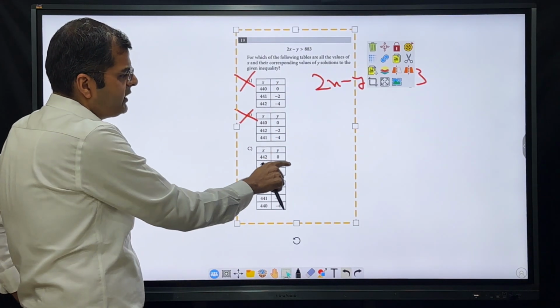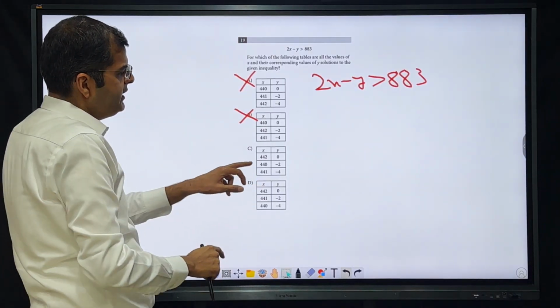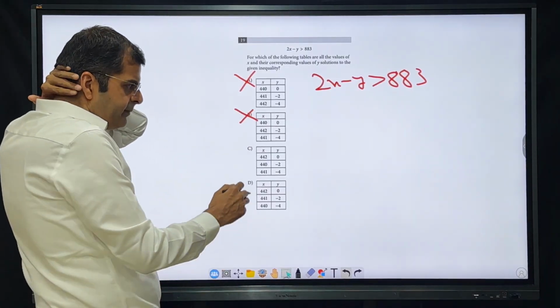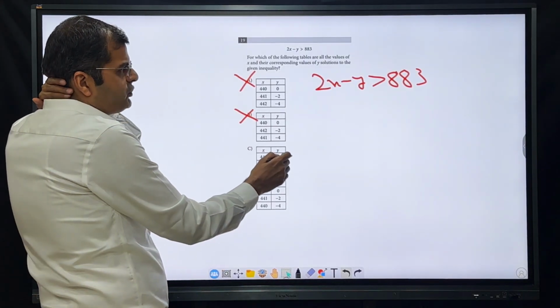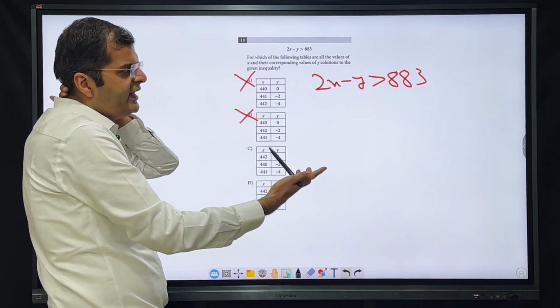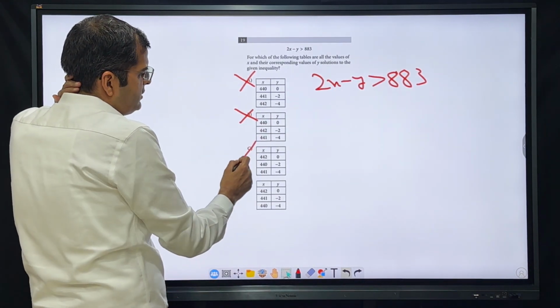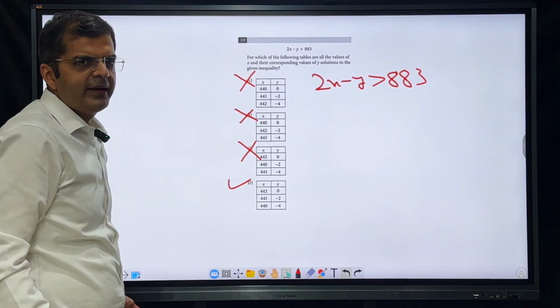Second one says 440 and minus 2. X is 440. 2 times 440 is 880. 880 minus minus 2 is 880 plus 2, which is 882. Is 882 greater than 883? No, it is not. So this is also gone. So answer option D will be correct.